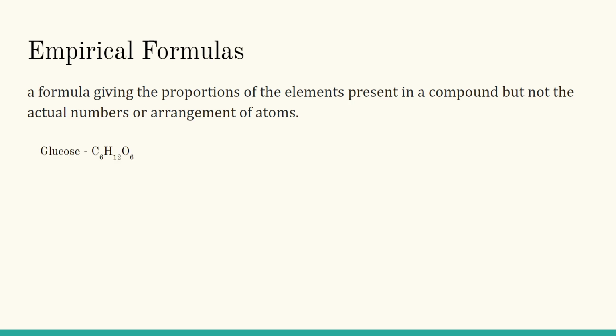An example that we can use is glucose. We know that the formula for glucose is C6H12O6. But the empirical formula is going to be CH2O. And the reason for that is that we have just reduced this down to its lowest terms.